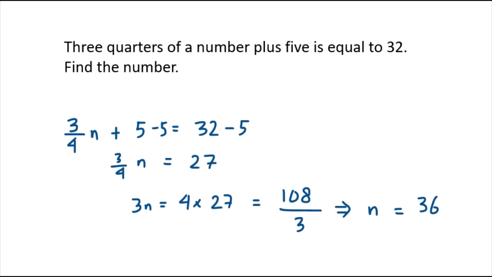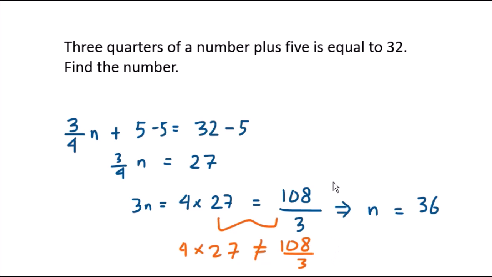Let's see another example. 3/4 of a number plus 5 is equal to 32. So find the number. If someone wrote this solution like this, it's not very clear why did he do this, and what is the variable n, and even here there is a mistake, because 4 times 27 is not equal to 108 over 3.